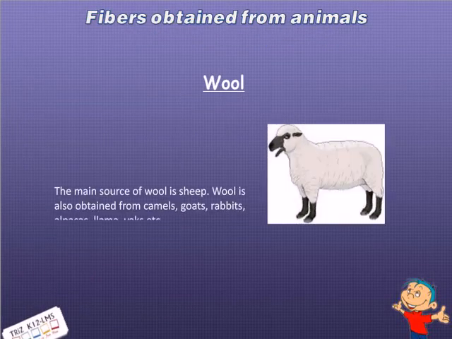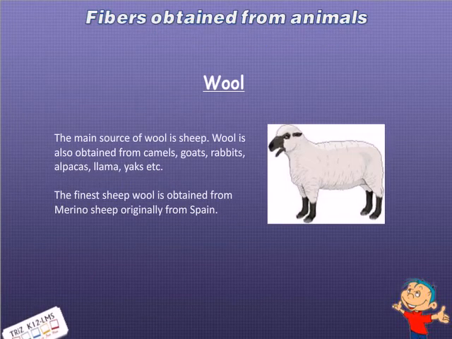Wool. The main source of wool is sheep. Wool is also obtained from camels, goats, rabbits, alpacas, llamas, yaks, etc. The finest sheep wool is obtained from Merino sheep, originally from Spain.